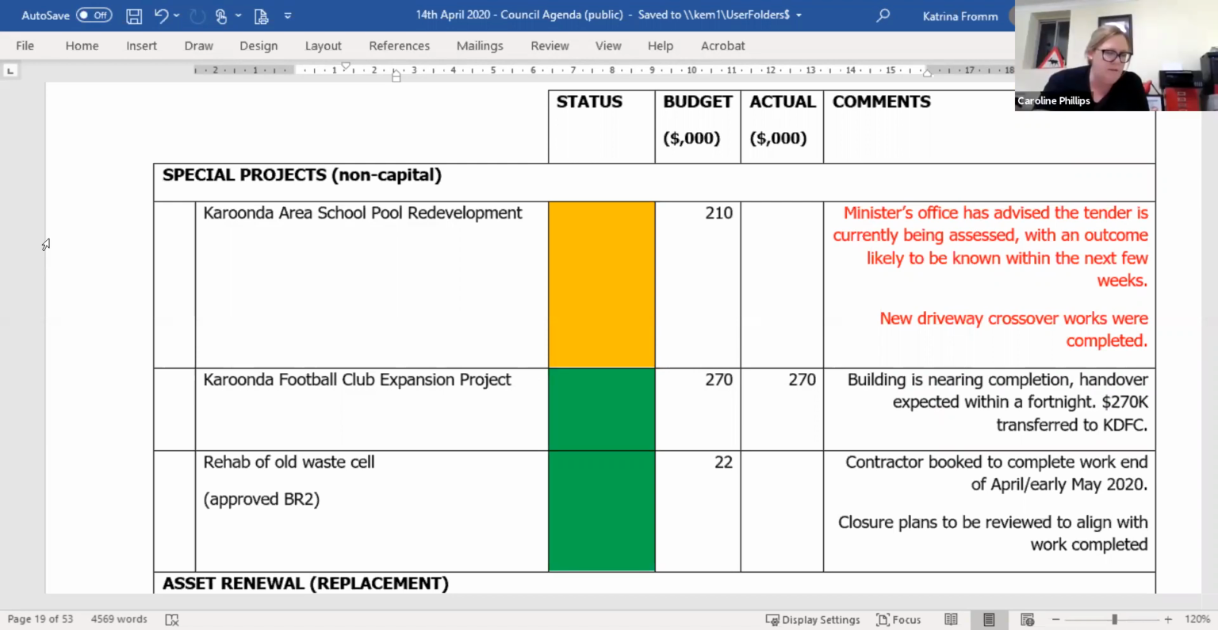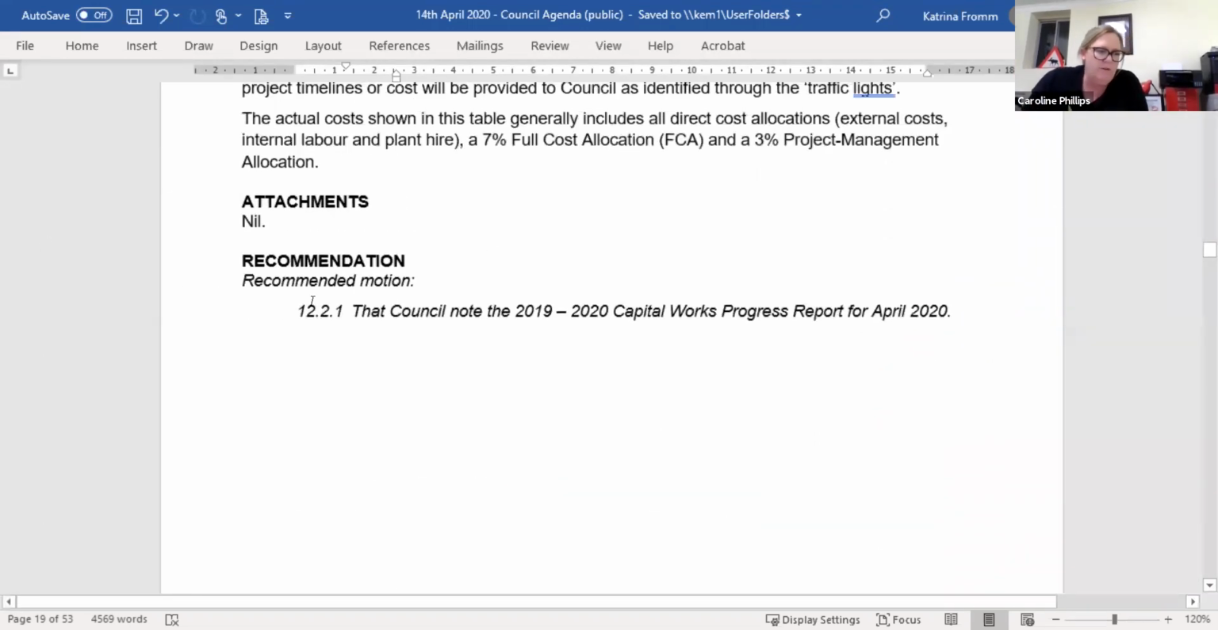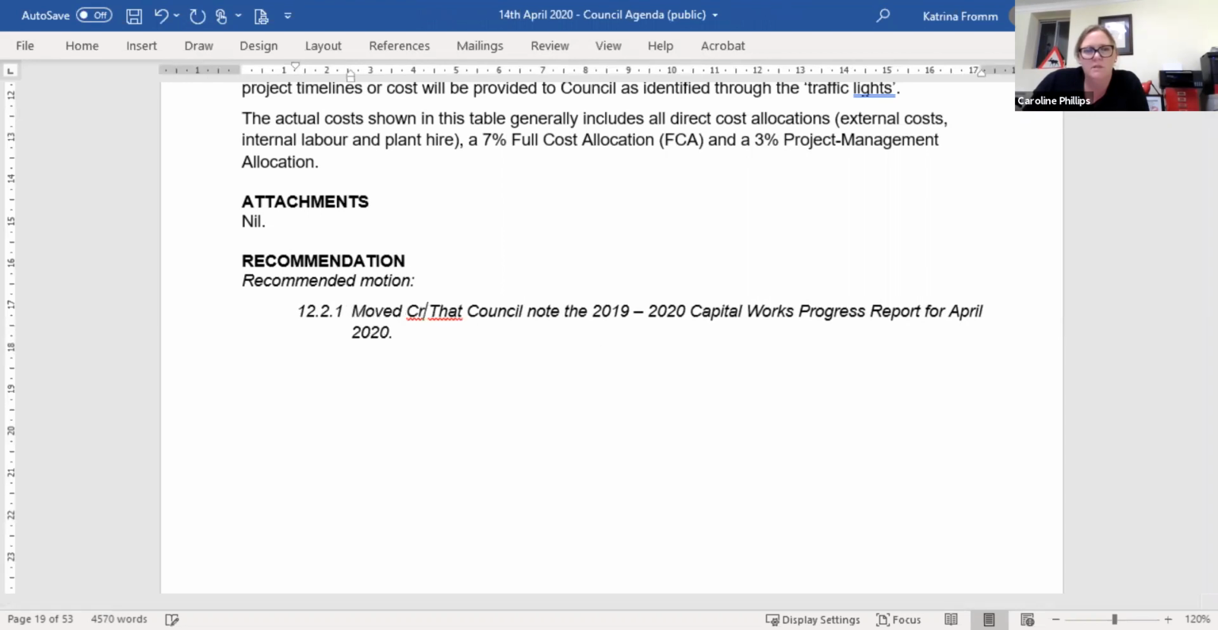Okay, so no other questions then to Jared. Someone willing to move that we note the Capital Works Progress Report? Councillor Sparks, seconded by Councillor Zotto. All those in favour? That's carried.